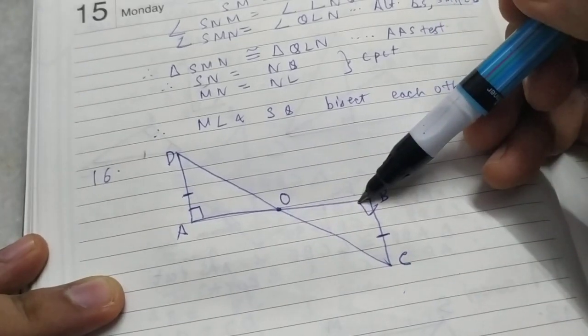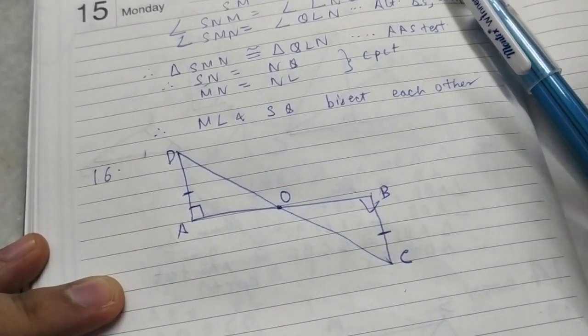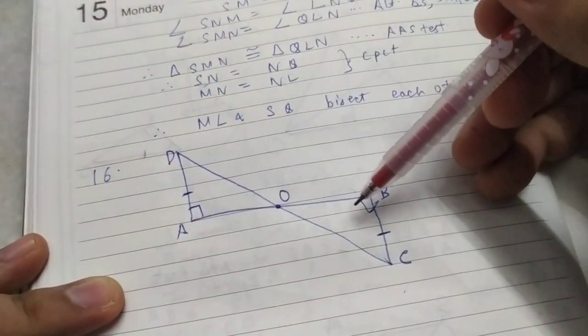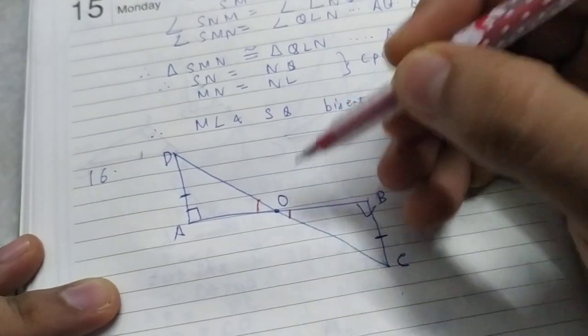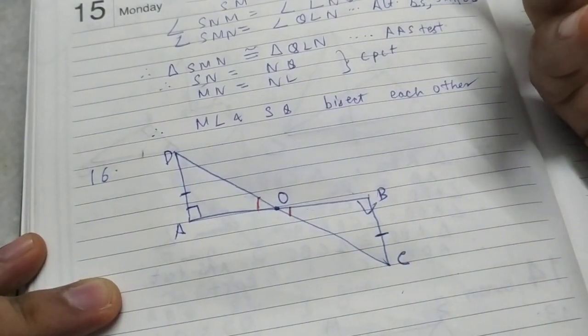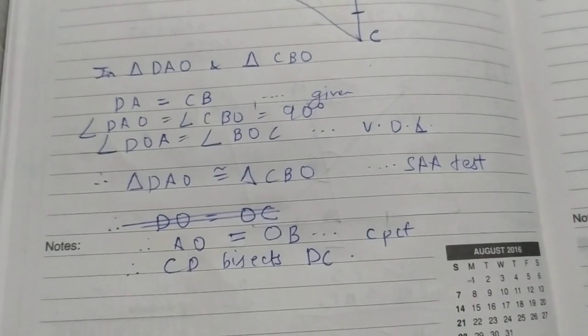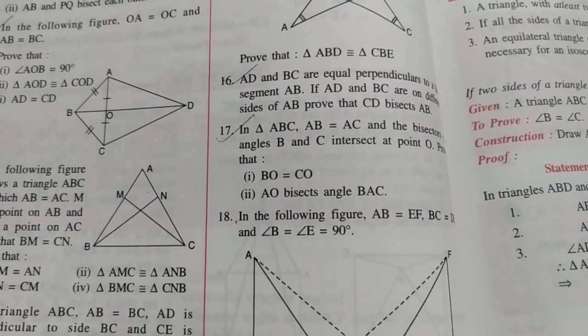So simply we have to prove these two triangles congruent, which is pretty straightforward. We've got 90, 90, we've got side, side, and we've got angle, angle, vertically opposite angle. So that's the SAA test. And then by CPCT, we can prove what is asked. Here are the statements.